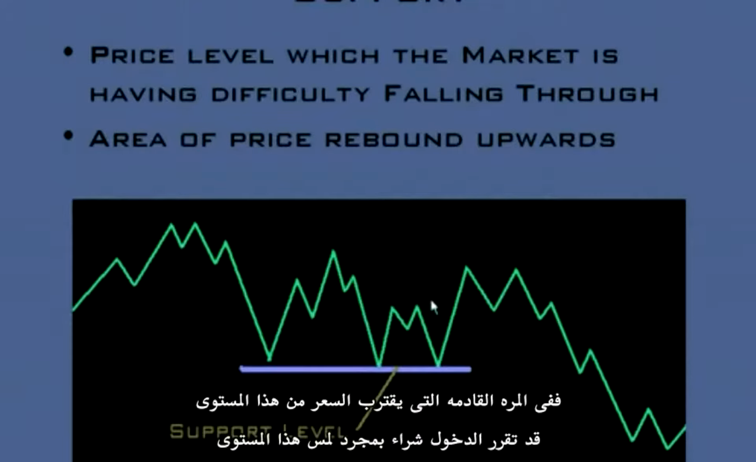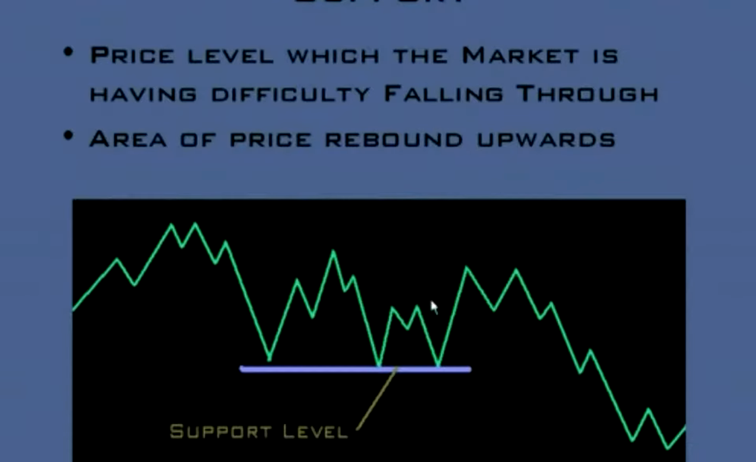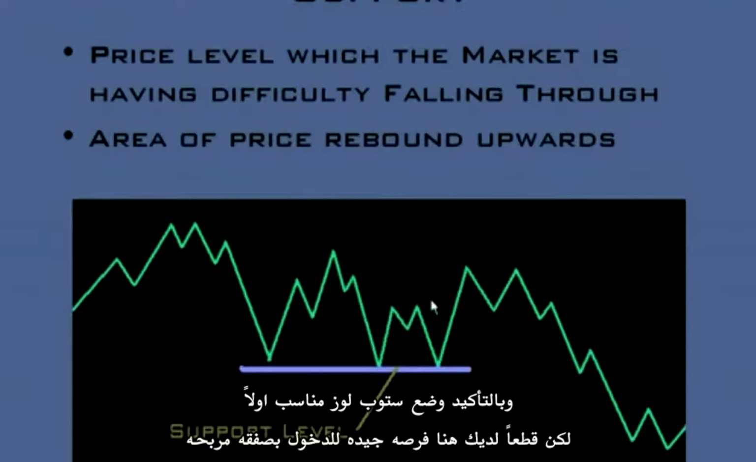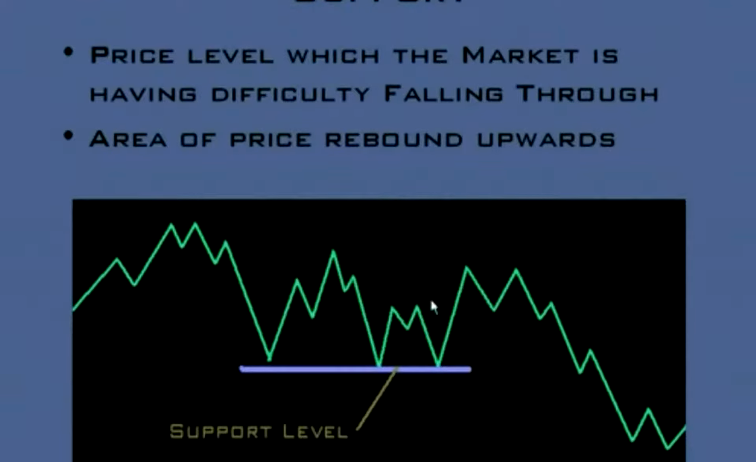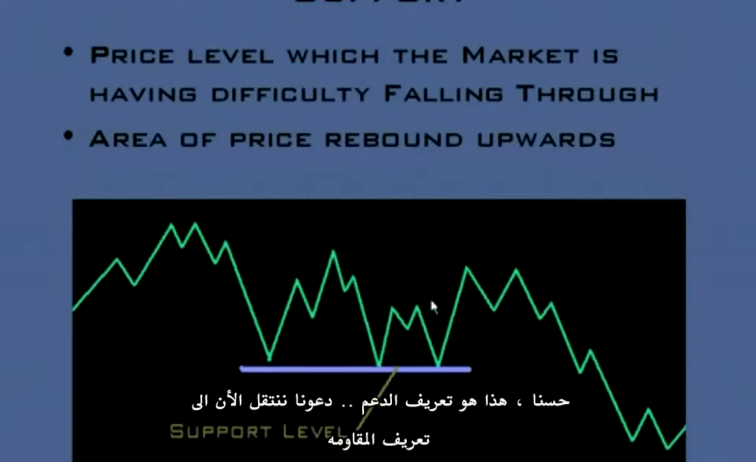On the second time that it hit this support level, you would say to yourself that if the price hits this level again, there's a good possibility that it's going to go upwards from here. So you could go long when price hit this level, and obviously keep tight stop losses, but you'd have a pretty good chance of entering a profitable trade. So that's the concept of support.